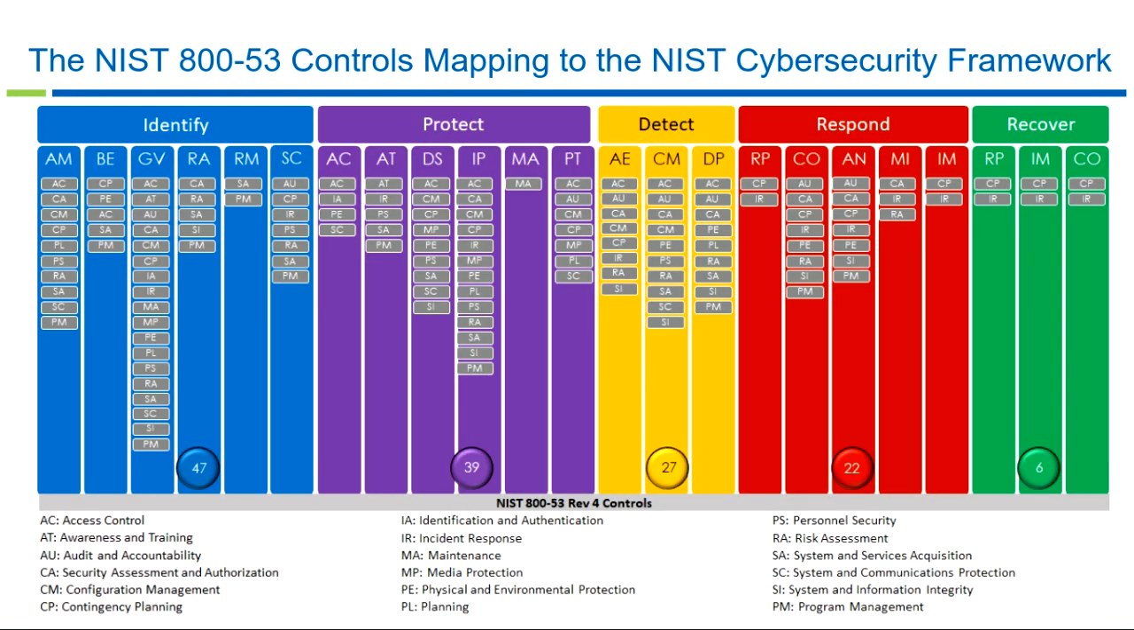So those are the 18 control families of the NIST 800-53 controls. And here you can see, again, strong alignment with the NIST 800-53 controls as they are mapped against the NIST cybersecurity framework.